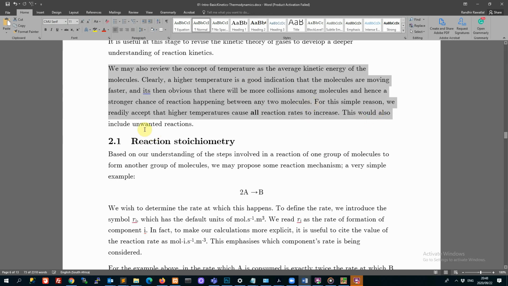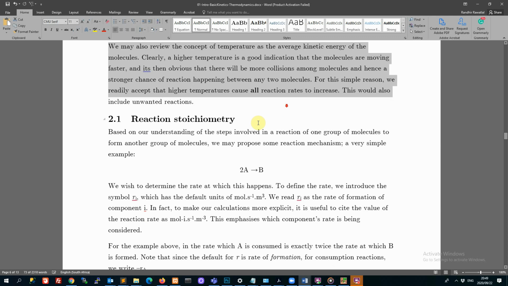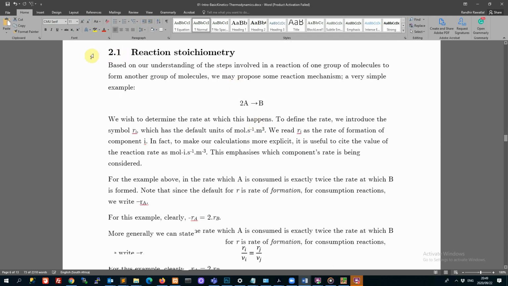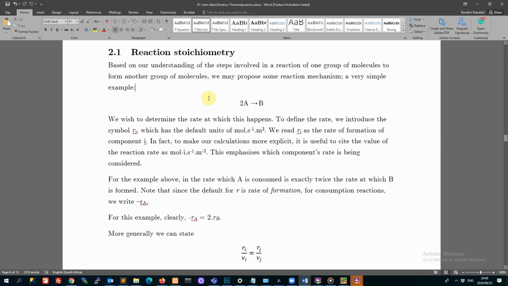Right? And even if we have unwanted reactions along with the desirable primary reaction, we may have unwanted side reactions. And so as we increase the temperature, all rates will increase, but some rates will increase to a greater degree than others. So we have to make sure that the reaction that's desirable to us increases more with temperature. But that's something dictated by nature. We can't really influence that. Well, we can to some extent, which we'll talk about later. Anyway, before we get to all that, let's look at basic reaction stoichiometry.